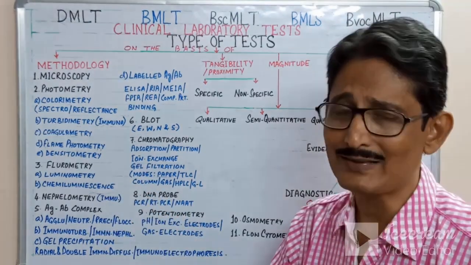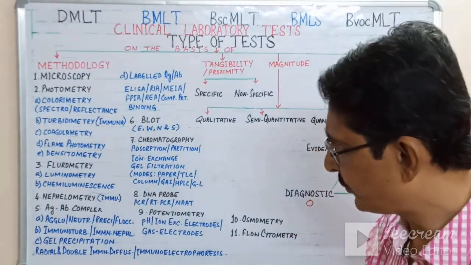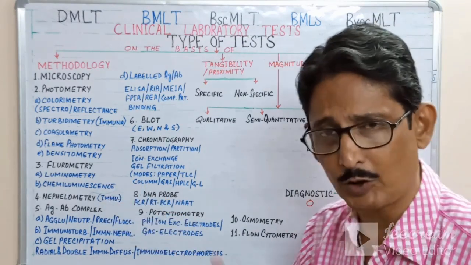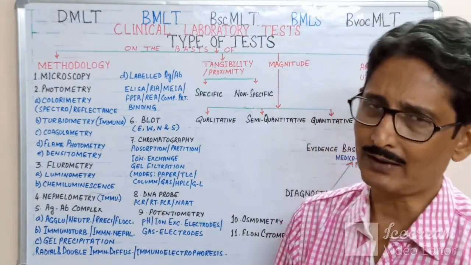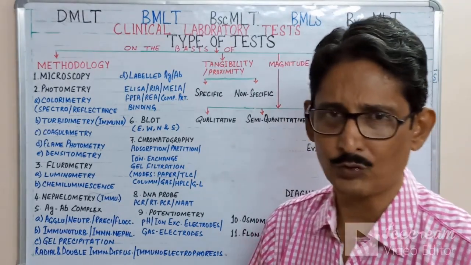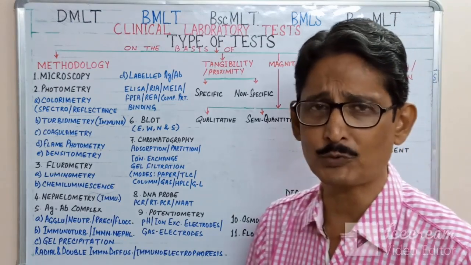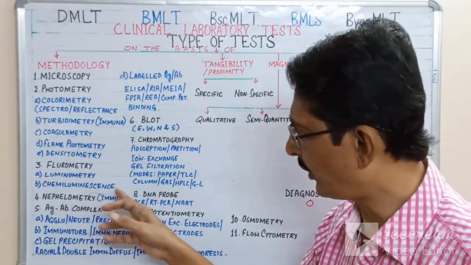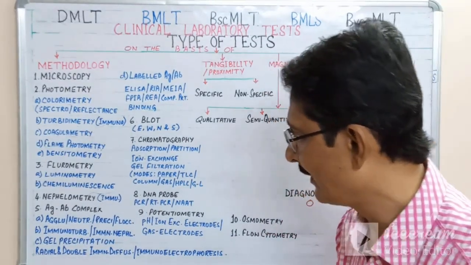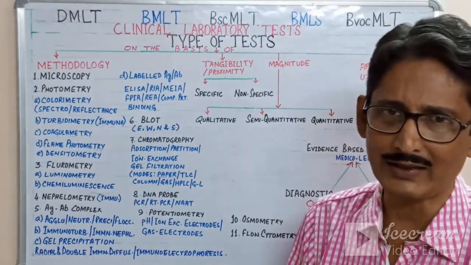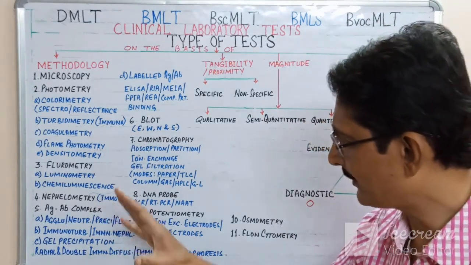Now fluorometry is related to the term fluorescent, that is, illuminating. So there is fluorometry, then luminometry, and the most modern technique is chemiluminescence. Many of the tests are done by this chemiluminescence. Here you don't have to study much, because these machines are automated systems, but you should learn about them. Now nephelometry is also a light method, where the light is deflected.